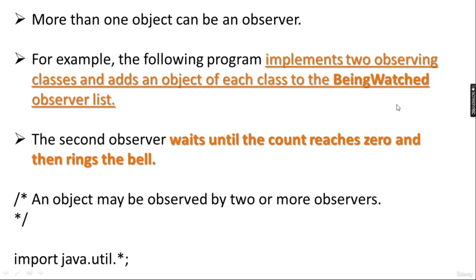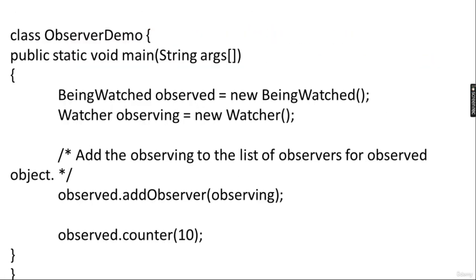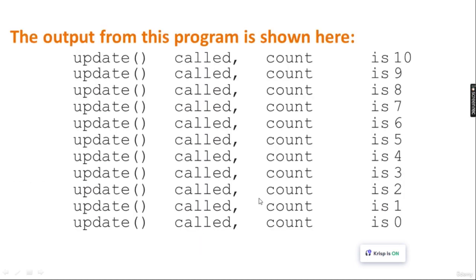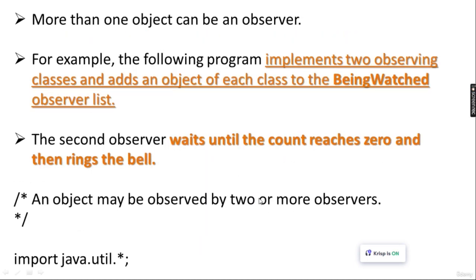In the previous session, what we saw was the observer and observable classes and how they are interrelated using the add observer method. One is having the counter, counting downwards, and the second is observing the class which is counting downwards. Whatever the updated value of that count is, that will be printed on the console. So we will see some explanation regarding this.